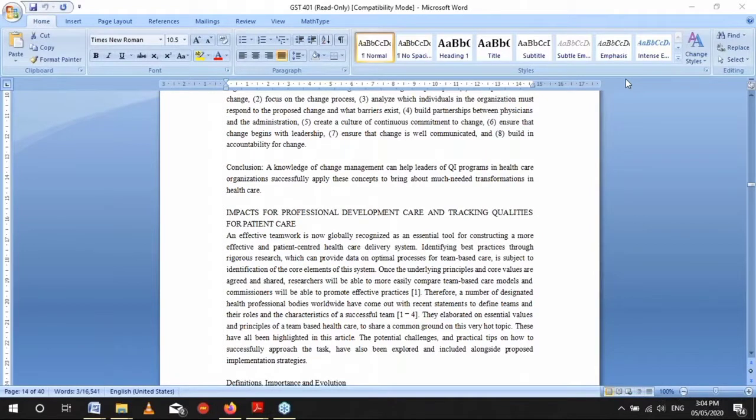I believe you are noting these key elements. They are more than six. The last one here is that you must be able to build in accountability for change.